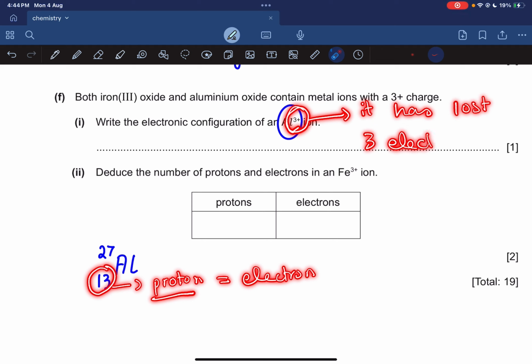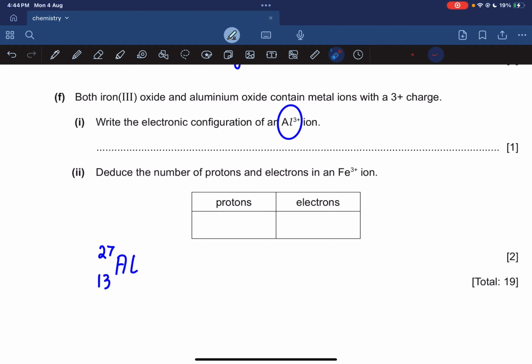Why has it lost 3 electrons? Because you have 3 more protons than electrons. This means you've lost 3 electrons. So 13 minus 3 gives me 10. So I have 10 electrons, and I just have to fit my 10 electrons: 2 and 8. Simple electronic configuration. Deduce the number of protons and electrons in an iron 3+ ion.